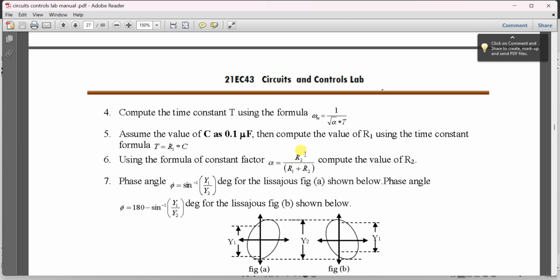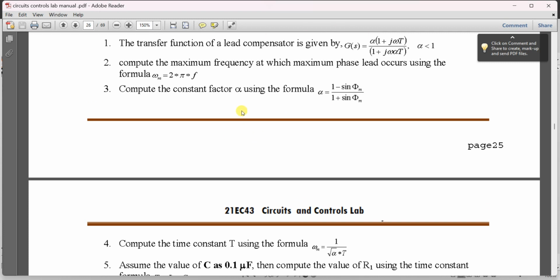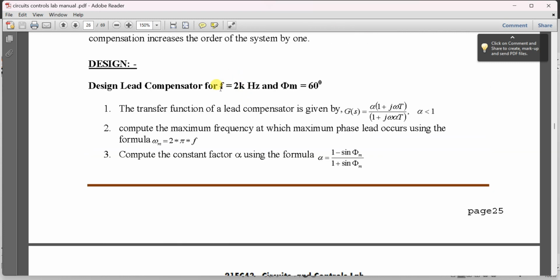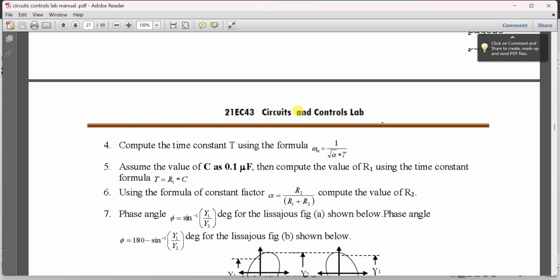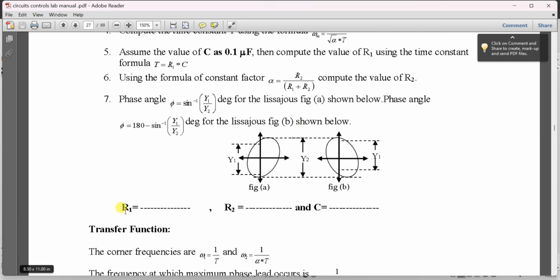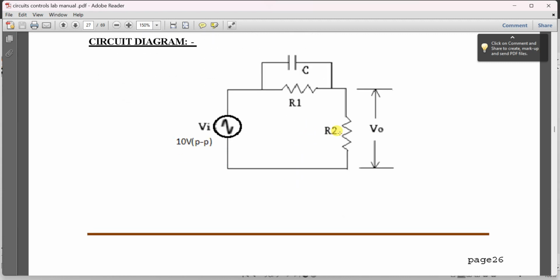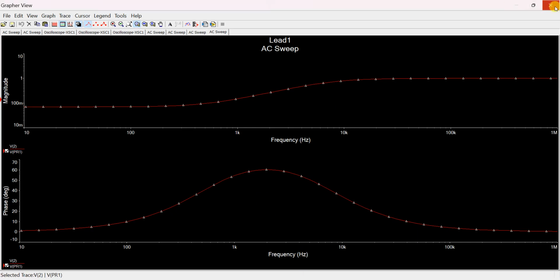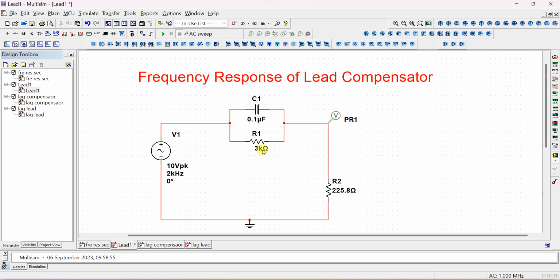Then by using that formula, you have to design, the value of F is 2 kilohertz. Phase margin is 60 degrees. So for that, the value of R1 and R2, with C at 0.1 microfarad. In the circuit diagram, R1, R2 is 3 kilo ohm and 224 ohms you're going to get.